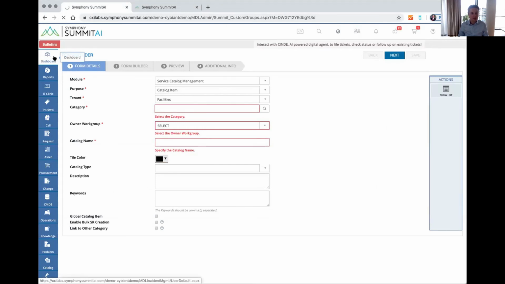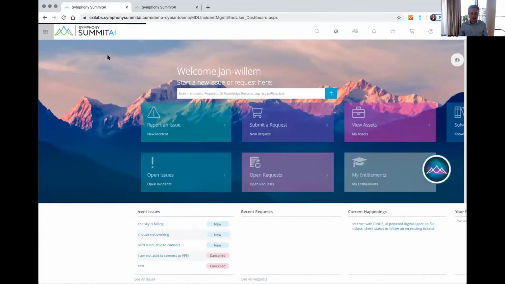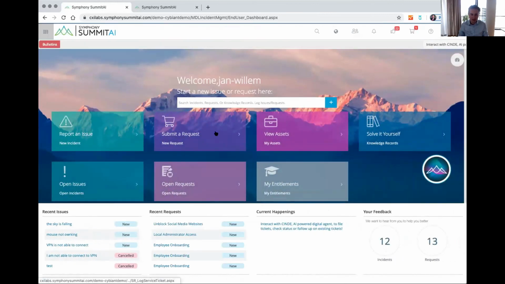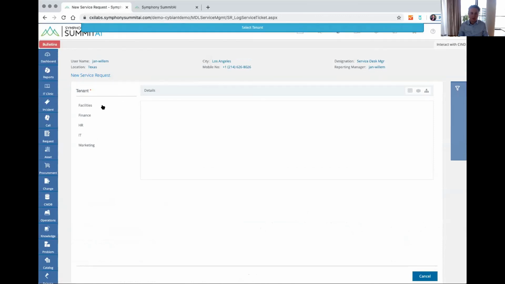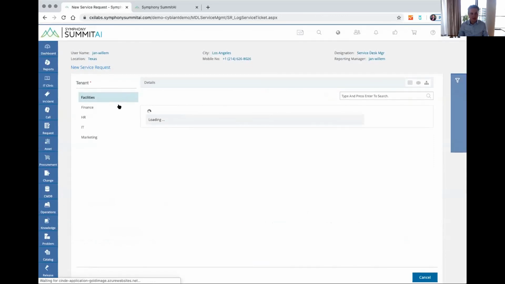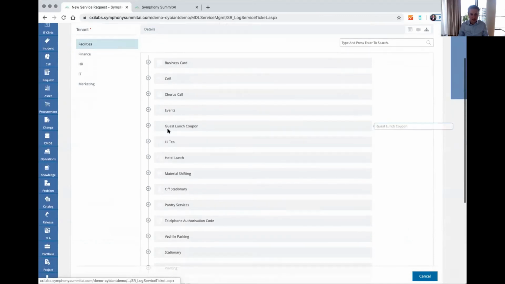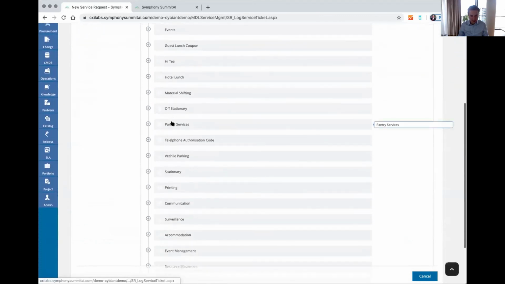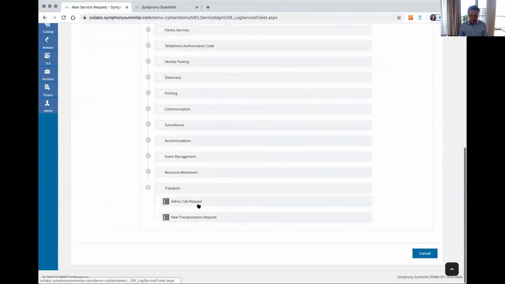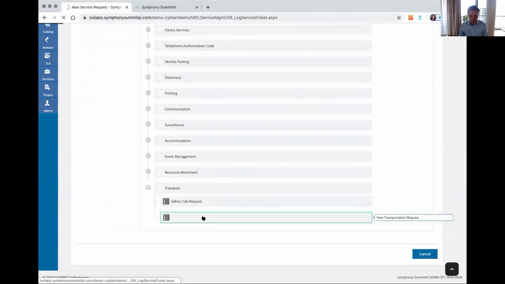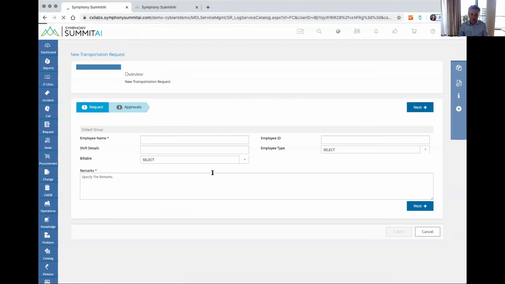You will see that there's a section available where we can request the new parking services. So here it is again. If we would like to submit a request for a new parking service, we will go towards the parking that we just made. We select the parking and the transportation section, and there we can do the new transportation request that we've just made.